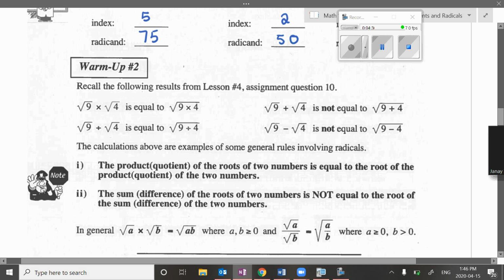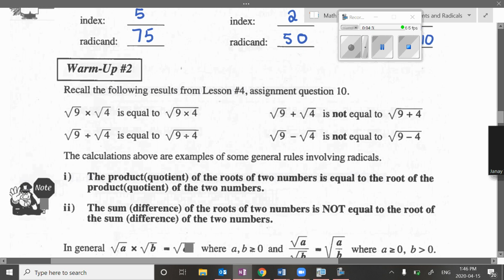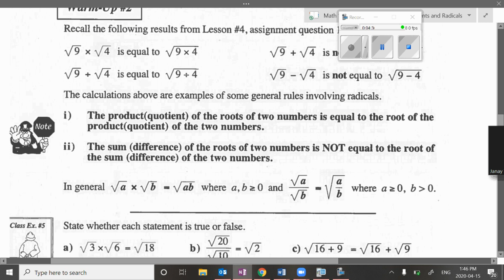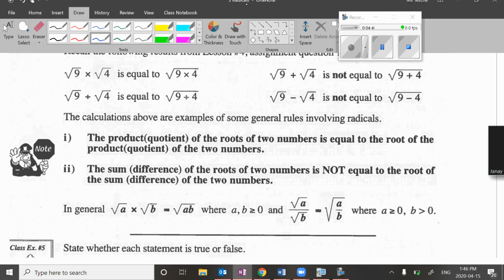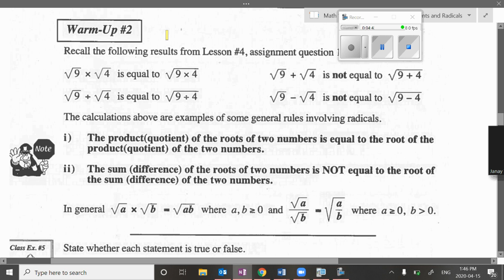This next portion, I'm going to go over in a little bit more detail. It's really important that we remember these rules. When I'm multiplying two radicals together that have the same root, you could write it in this form. The root of A times the root of B is equal to the root of AB. They gave us an example here with the 9 and a 4.